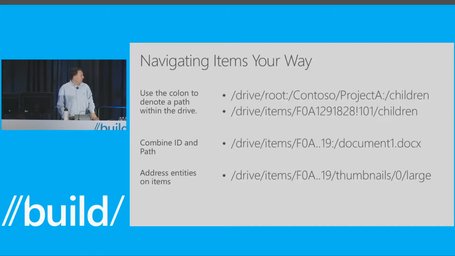You can also do things like address entities within a file. So in the last case, we have a collection of thumbnails, and you can actually just directly address the thumbnail collection off of a file without having to first pull back all of the metadata for the file, have that tell you what the URLs for the thumbnails are, and then be able to extract it.